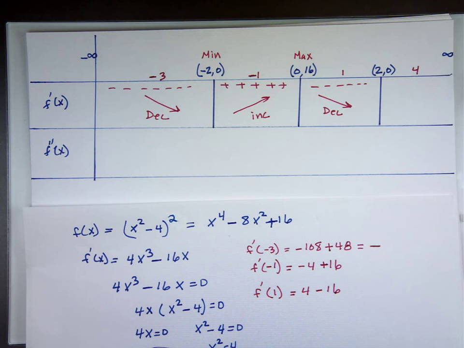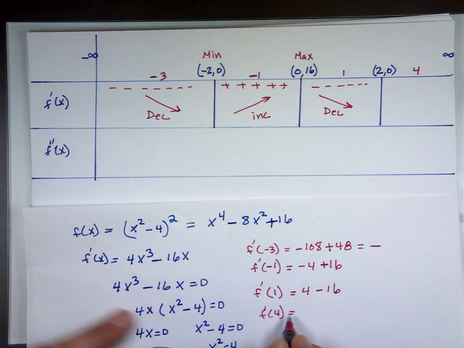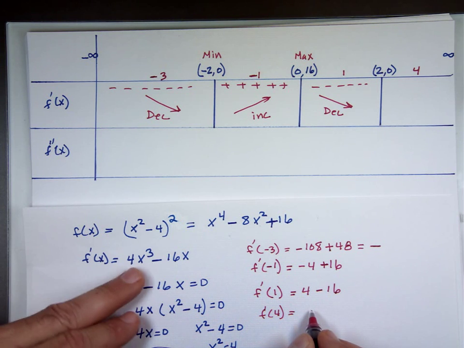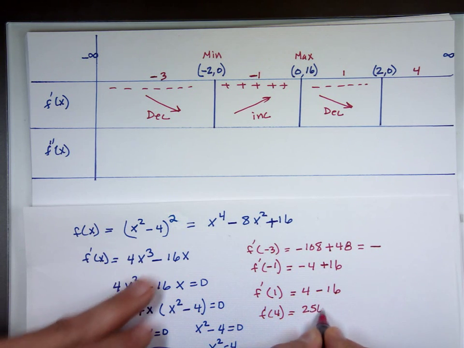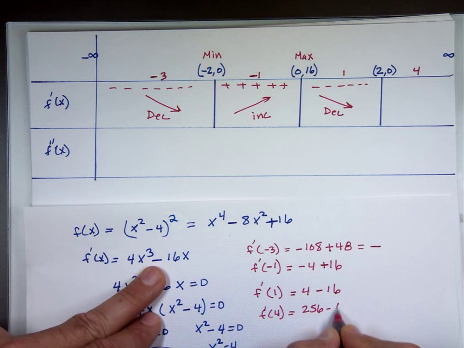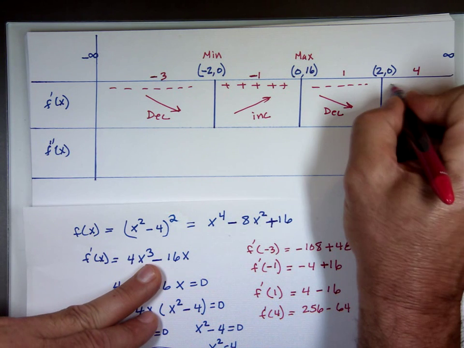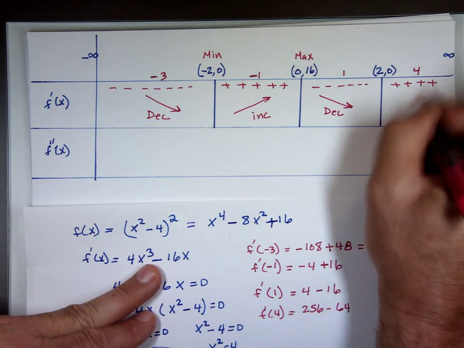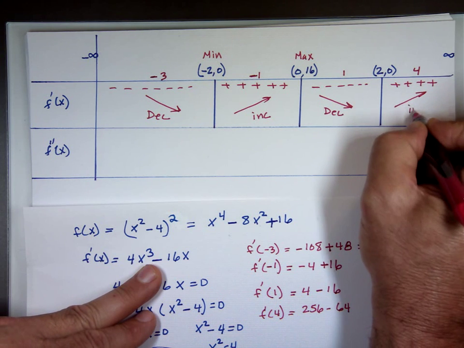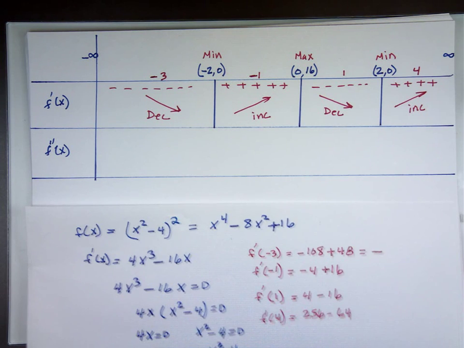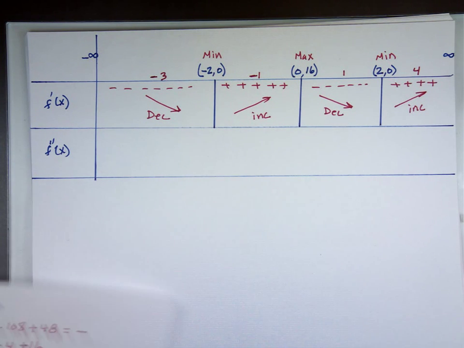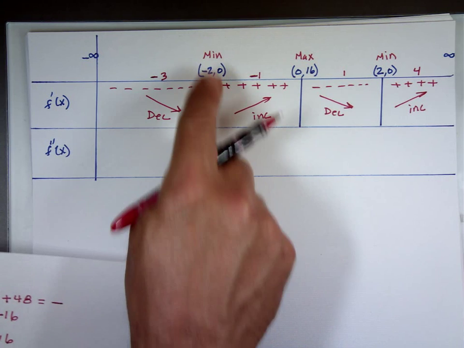And what about after the 2? It's going to be a positive. 256 minus the 64, which is way positive, and that's increasing. That's a min. So I can tell you, first derivative is done. I can tell you where the function is increasing, where the function is decreasing, where the min, where the max, everything.